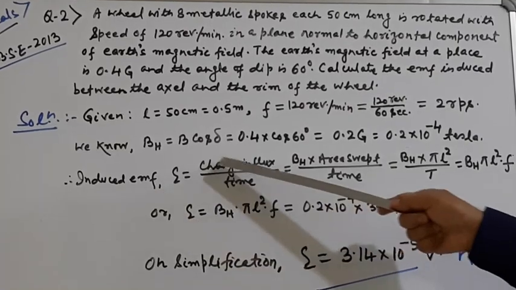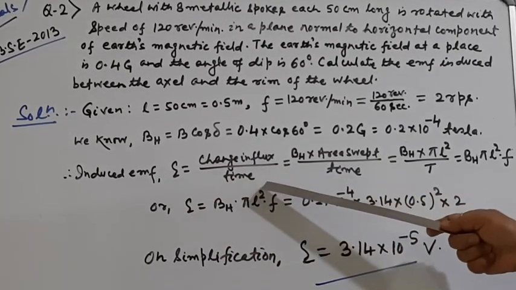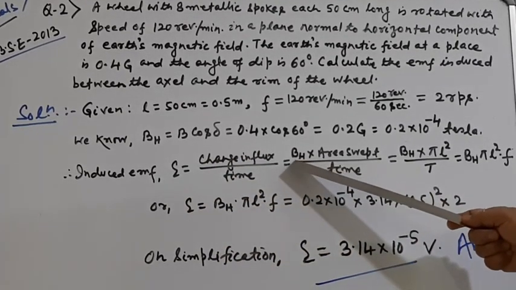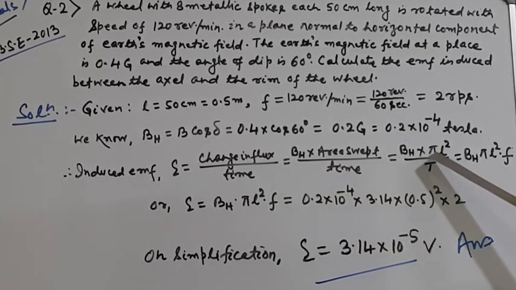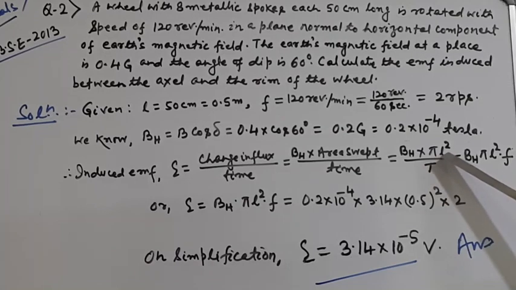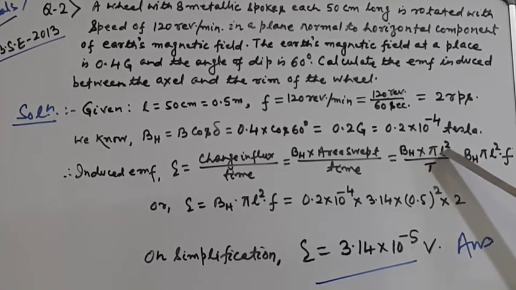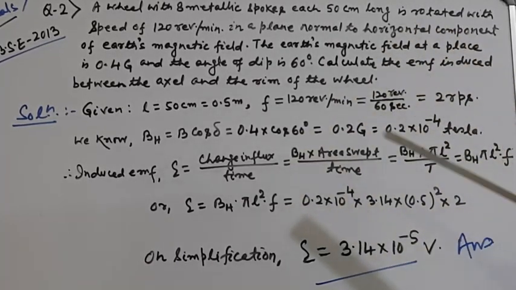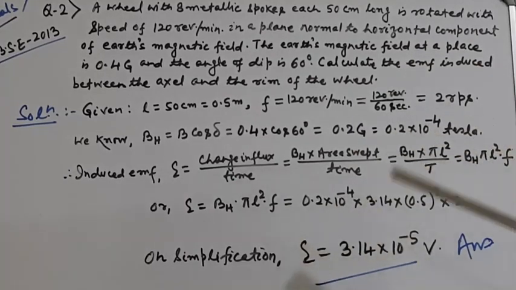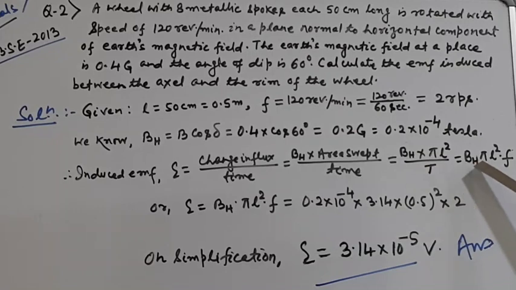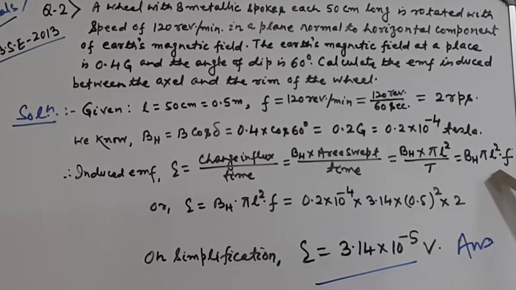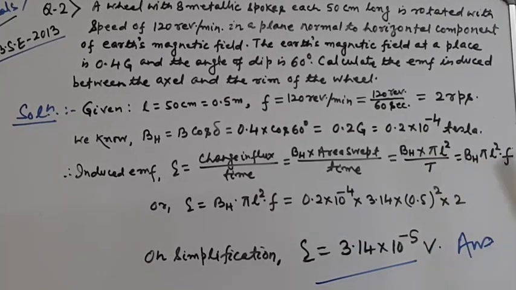Now the induced EMF, the same formula: change in flux by time. Change in flux means the horizontal component B_H, because the magnetic field area is swept by time. So B_H and the area swept is pi L square, where L is the length of that spoke, because the wheel is moving in a circular path. So B_H pi L square by time t, and 1 by t is equal to the frequency F. So B_H pi L square F.